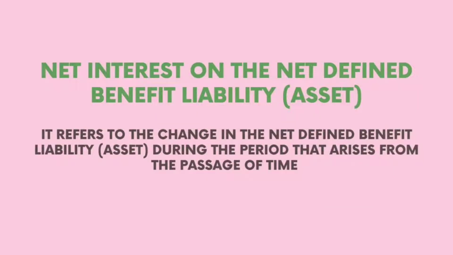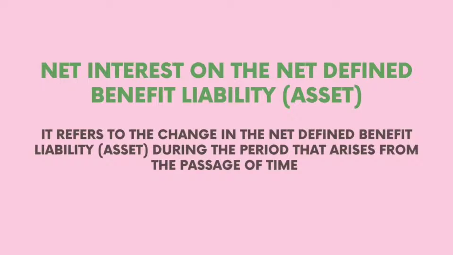Next is net interest on the net defined benefit liability or asset. It refers to the changes in the net defined benefit liability or asset during the period that arises from the passage of time. It is computed by defined benefit obligation minus plan assets, while yung net defined liability ay nagre-result as interest expense. Pero yung net defined asset naman ay interest revenue or income.